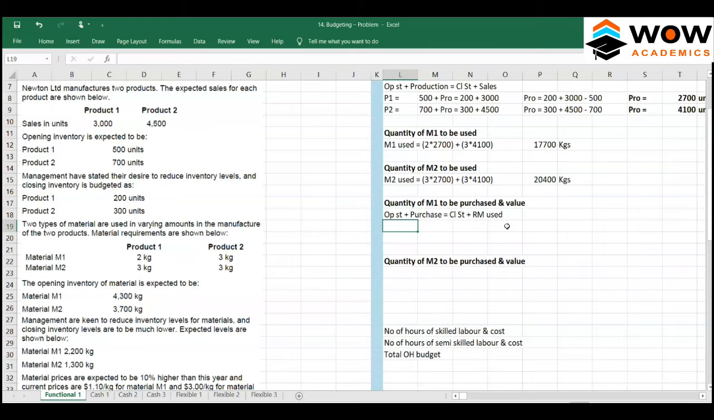Opening stock of raw materials for M1 is 4,300 kg, plus the purchase, which is what we have to find, equals the closing stock of the material, which is 2200 kg, plus the raw material used. The raw material that is going to be used in production is 17,700 kg of M1. So this will give us the purchase. Let's get the purchase value first.